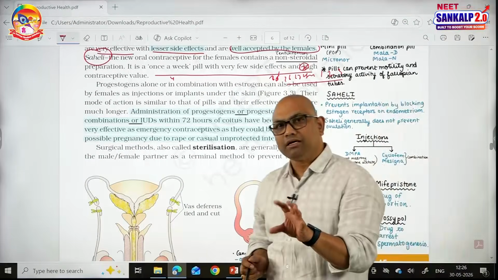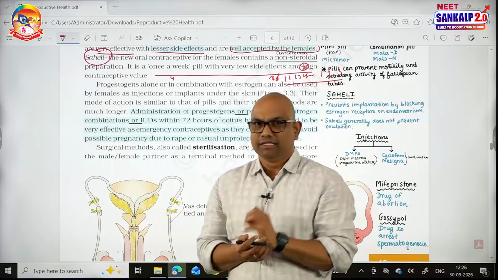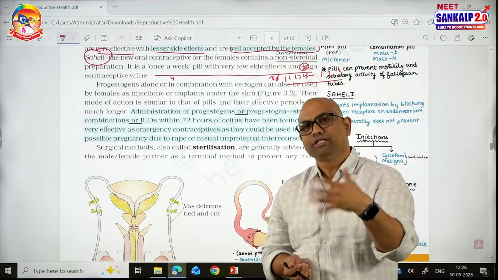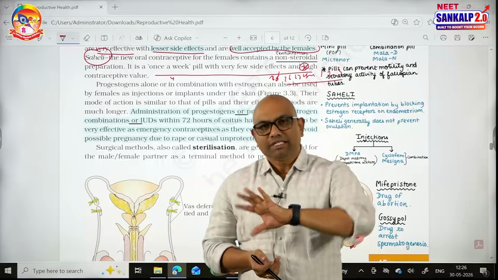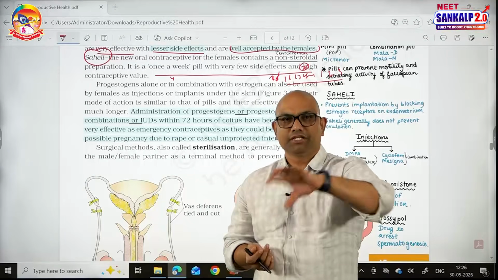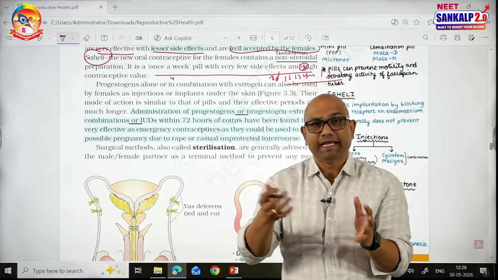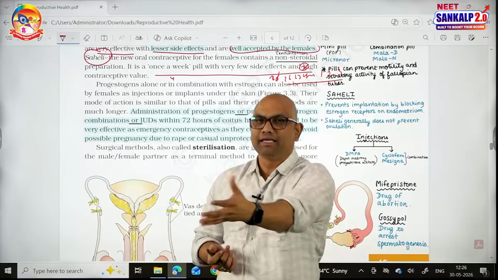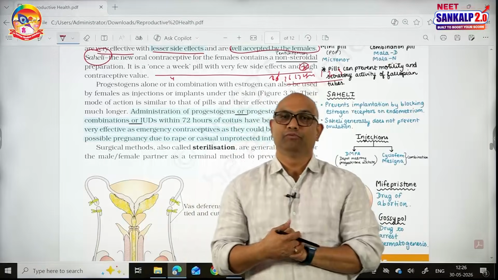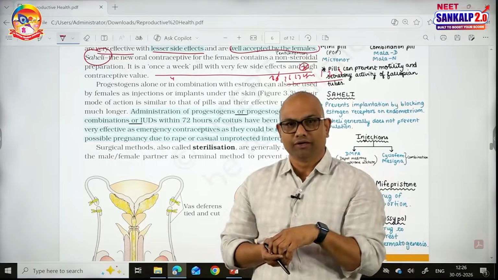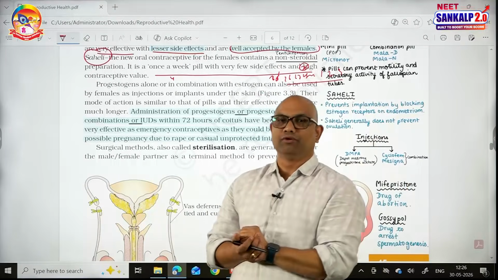See, injectables and implants also have the same composition as oral contraceptive pills, either progestogen or a progestogen-estrogen combination. But what is the difference between the pills, injections and implants? I told you that pills are taken daily, one pill, so the effective period of working is 1 day. But injections can work for a few months. One implant can work for a few months to a few years, nearly 5 to 6 years.